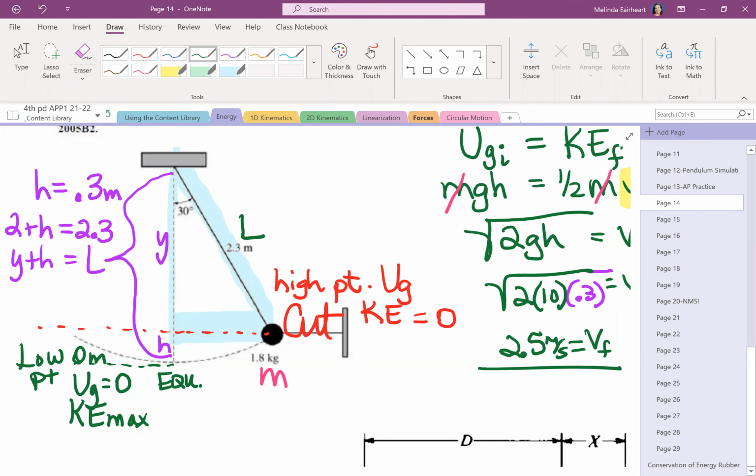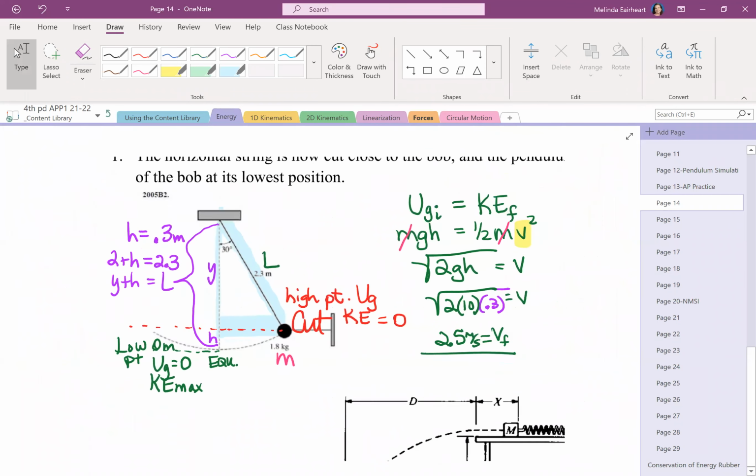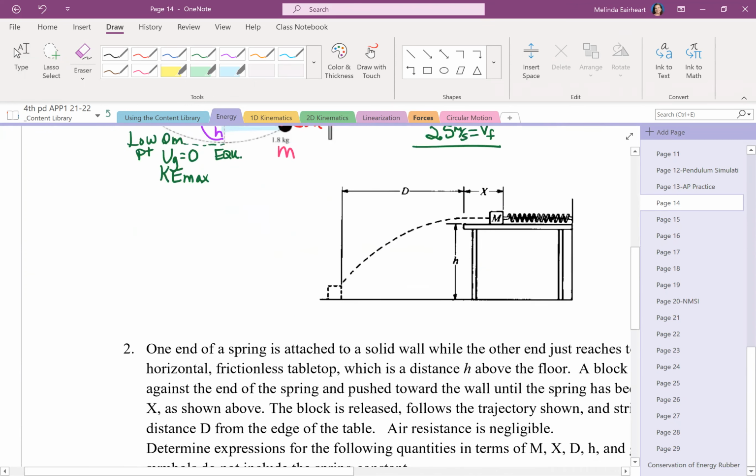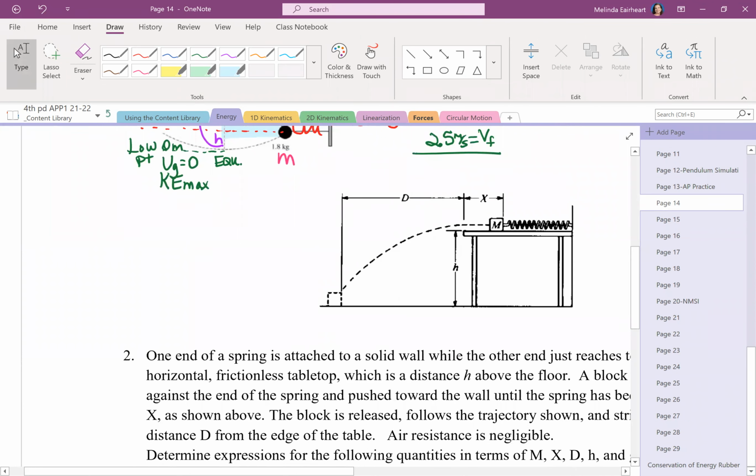Okay, so next time we'll actually continue with this question and we'll find the maximum tension at that lowest point. Do a little bit of review. We got circular motion and forces still here. And then we'll keep going. Maybe the problem below, we'll go back and hit some NIMSIs. We'll work on some concept questions, okay?